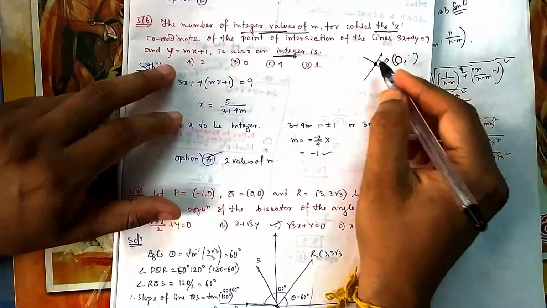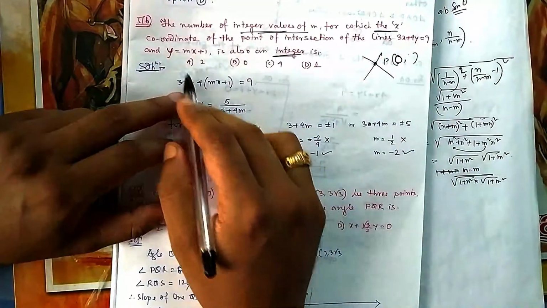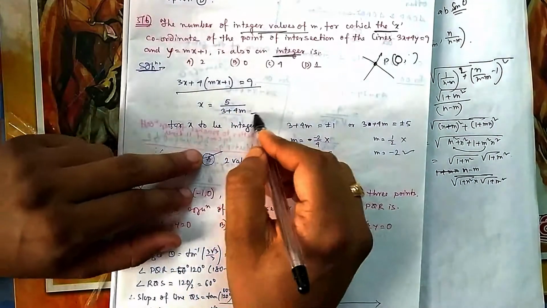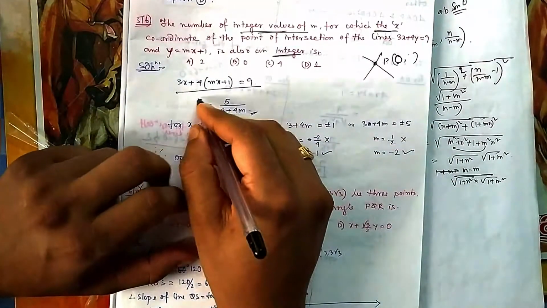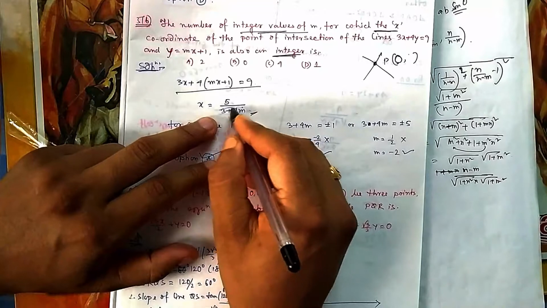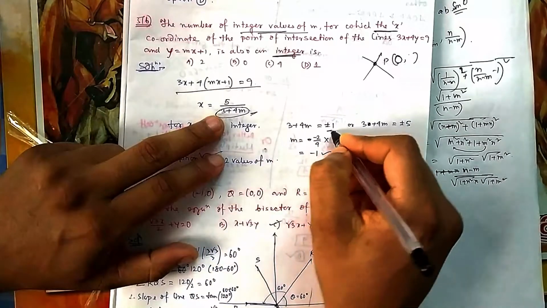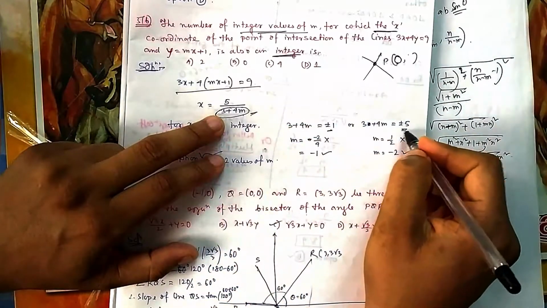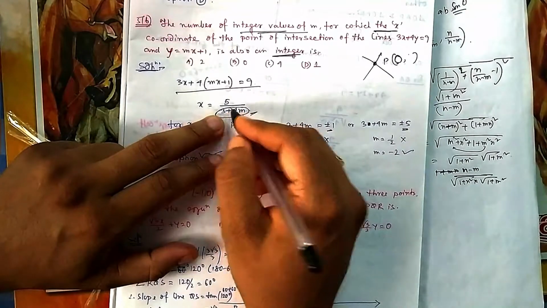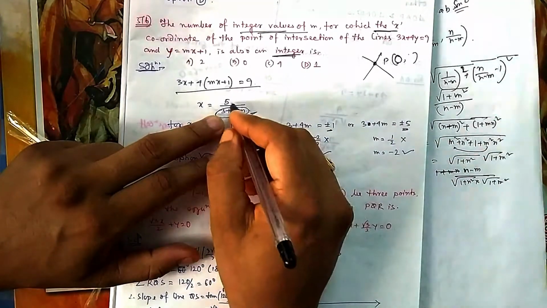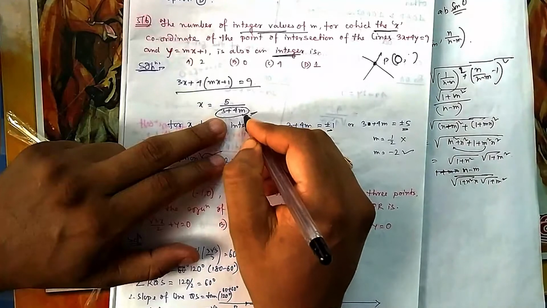So you solve these 2 equations. If you put y equal to mx plus 1 here, you get your x equal to this one. For x to be an integer, what should these values be? This can be either plus minus 1, or this can be either plus minus 5. If it is 1, then it will be 5, and for minus 5 it is plus, or else it cannot be, because it cannot be 10.